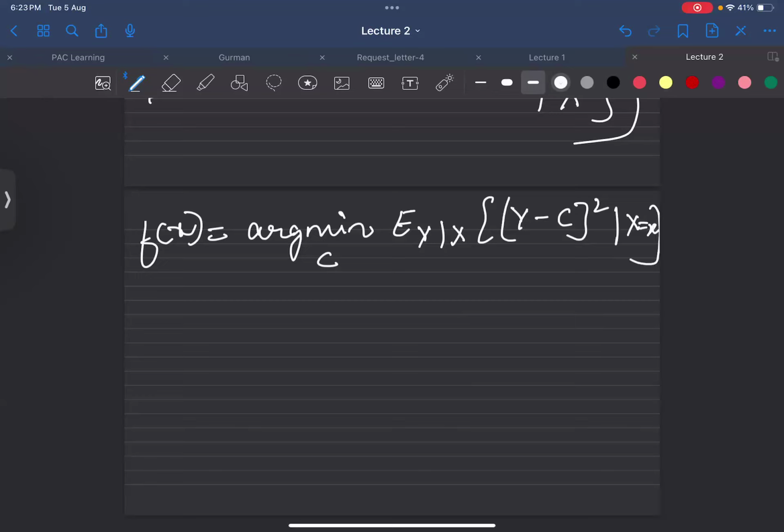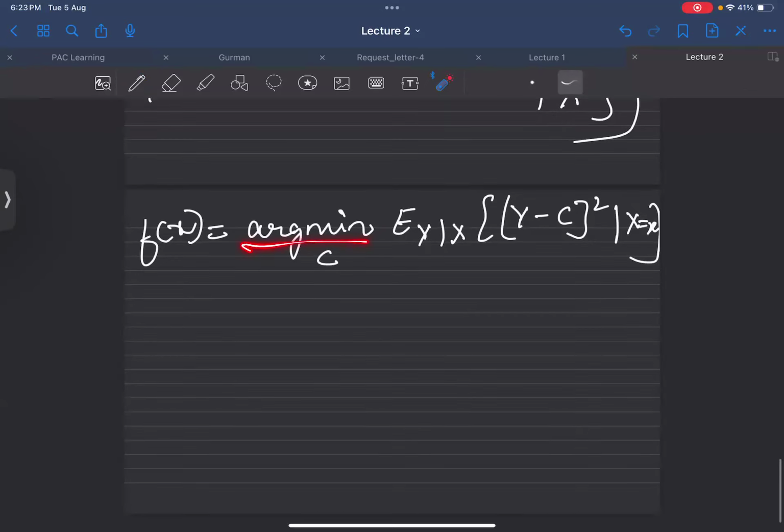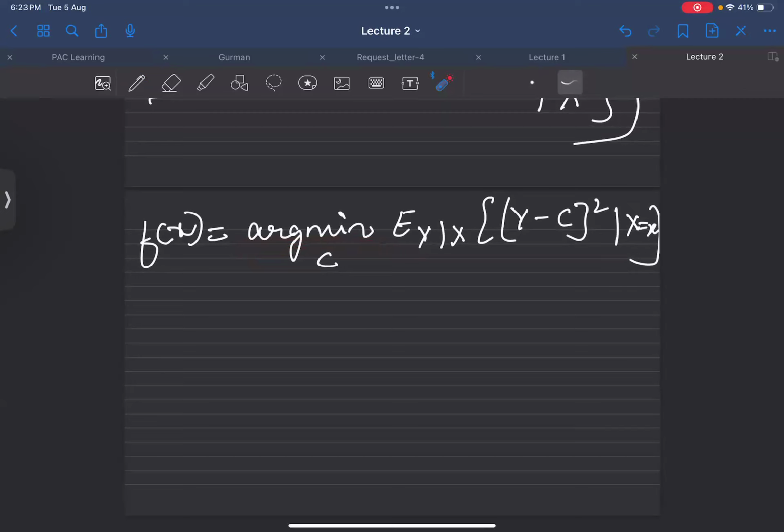Can someone tell me what is argmin of C? Till this point, I think we have discussed in the last class. Argmin also we discussed. Can someone tell me what is argmin? The value of C which will bring out the least value in f of x.